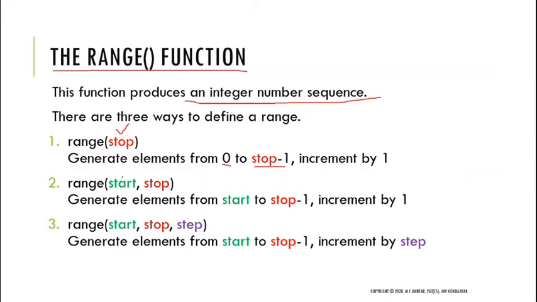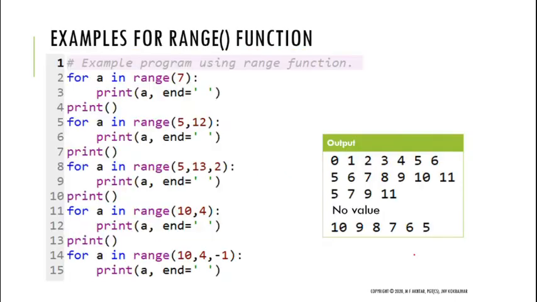Again, the next way to define the range function: we can give a start and a stop, then it will generate elements from start to stop minus 1, one less, and increment by 1. The third way to define range is start, then stop, then step. We can give a step also, then it will generate elements from start to stop minus 1 and increment by step. See more examples so that it may be clearer to you.